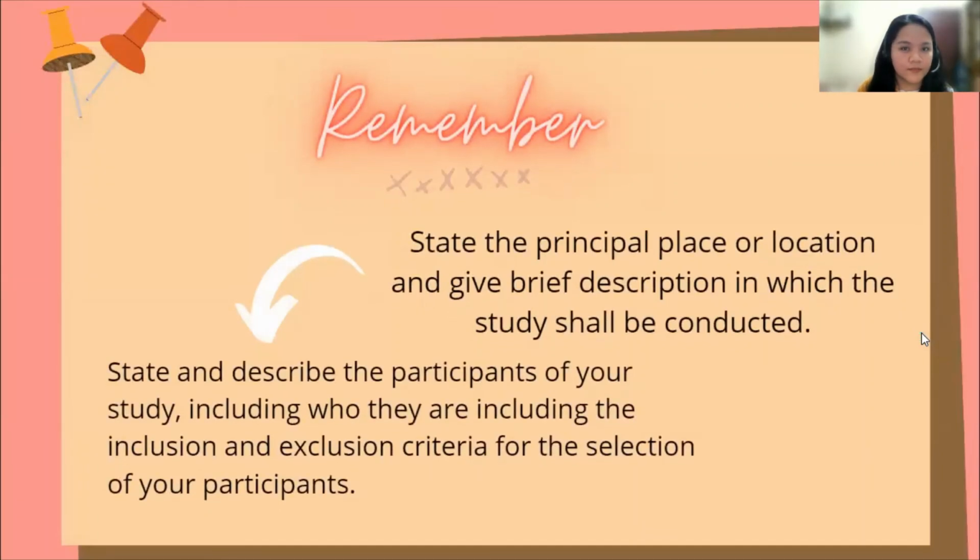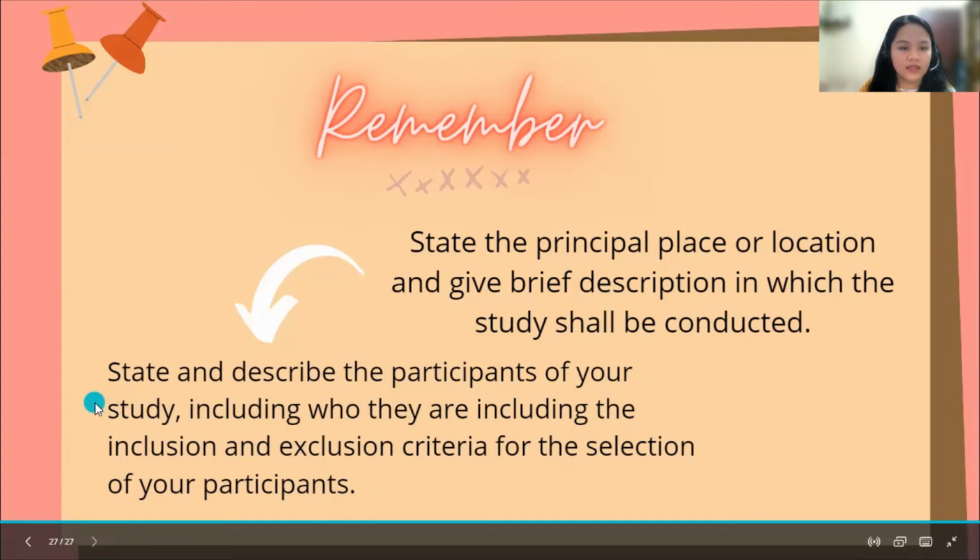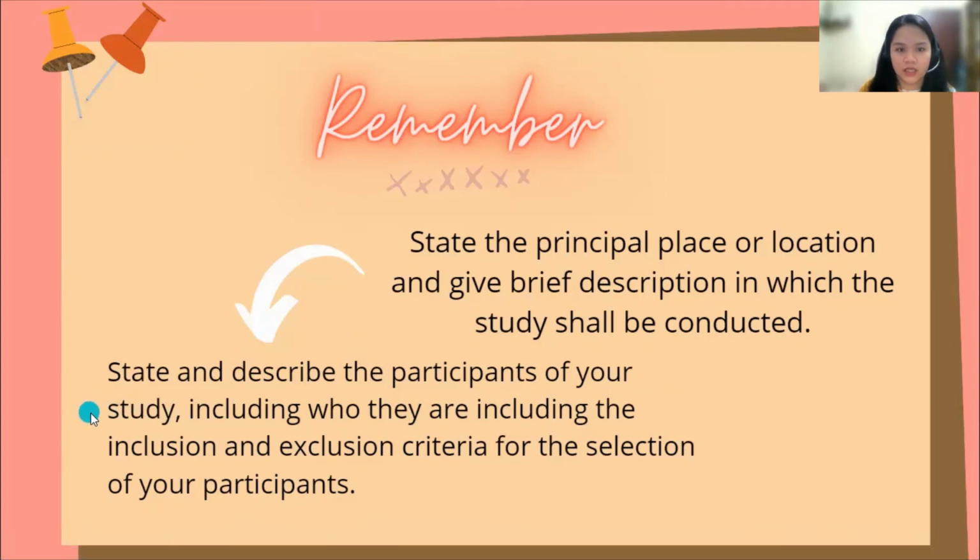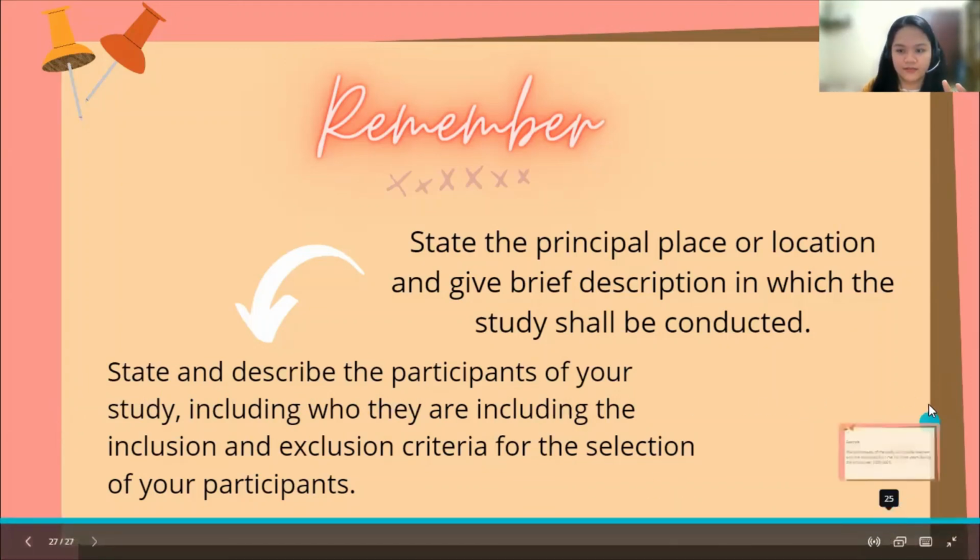So remember the tips in writing study site and participants. State the principal place or location and give brief description in which the study site shall be conducted. Sabihin mo yung place. Magbigay ka ng description about the place. Next one. State and describe the participants of your study, including who they are, their inclusion and exclusion criteria for the selection of your participants. So, sino sila? Ano ang ginagawa nila? So, that's how you're going to write your study site and participants.